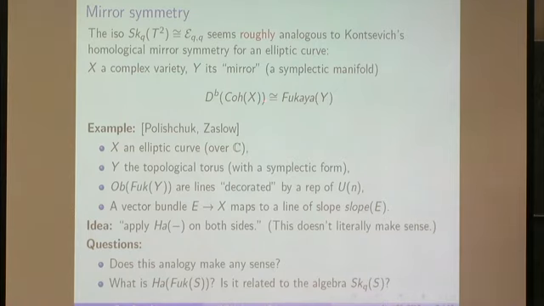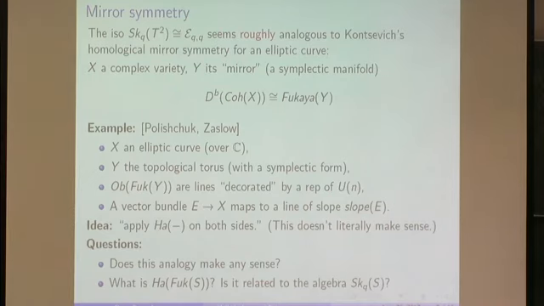And the map that they used, for example, took a vector bundle E over a curve X. That object is a coherent sheaf, and it maps to some object in the Fukaya category. The object it maps to is a line of slope given by the slope of E, which is some invariant of the vector bundle, decorated with some representation of U(N).